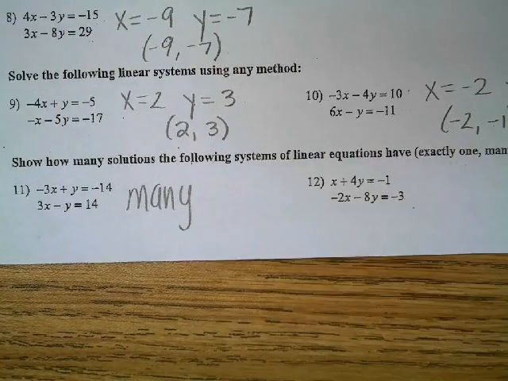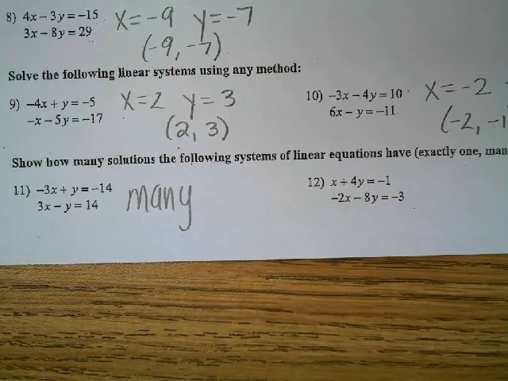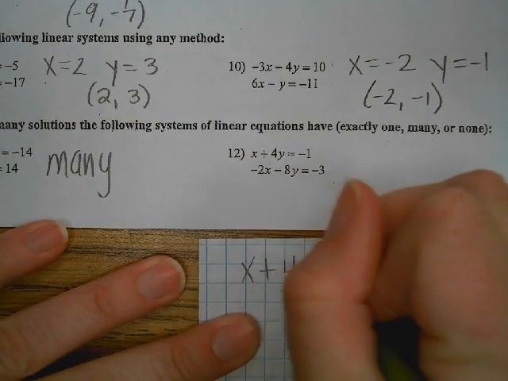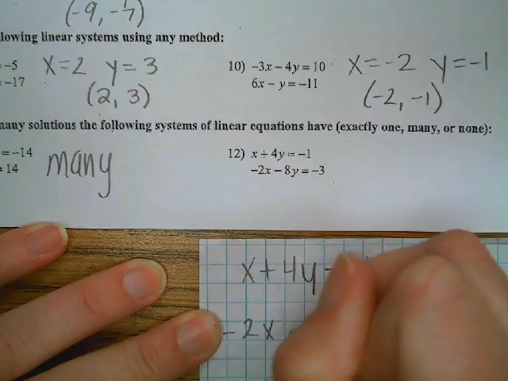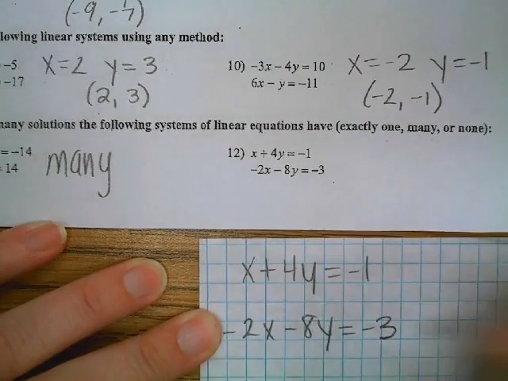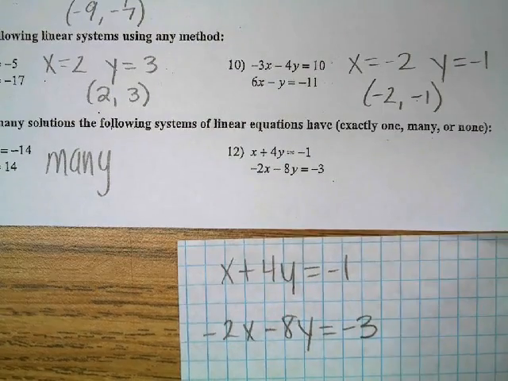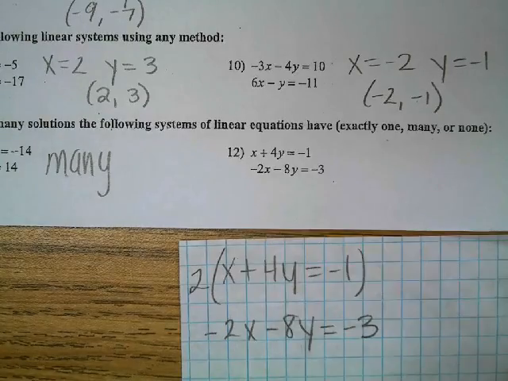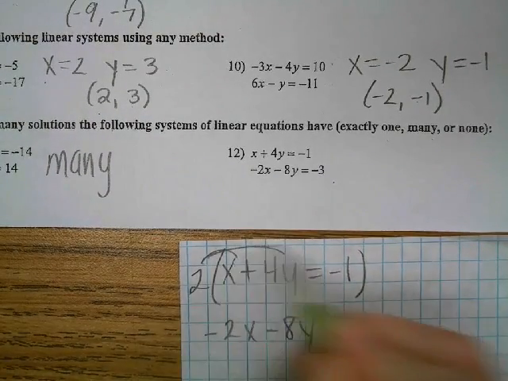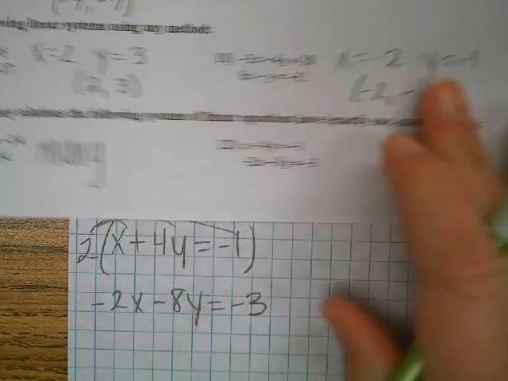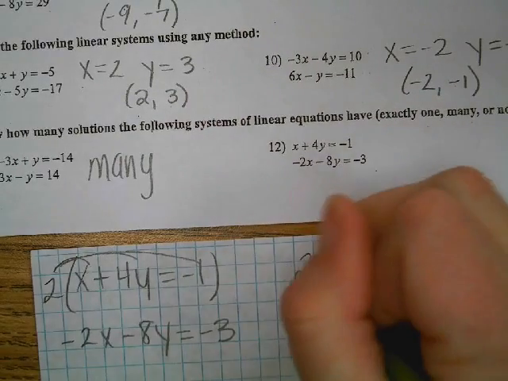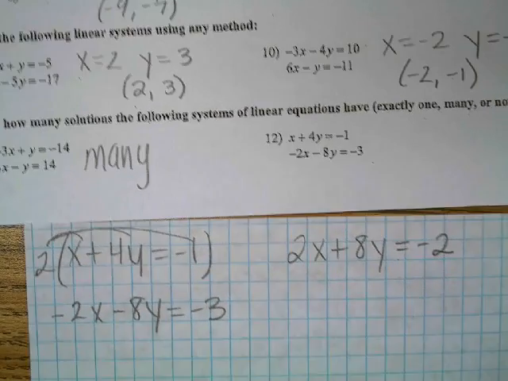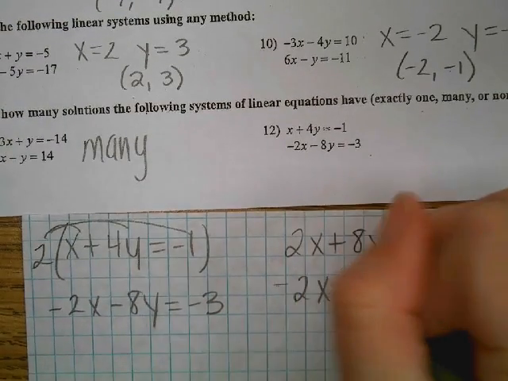And then number 12, I'm going to copy that down. x plus 4y equals negative 1. Negative 2x minus 8y equals negative 3. Before I use the elimination method, I'm going to have to multiply this top equation by 2. So if I distribute a 2 to all of those terms, I'm going to get 2x plus 8y equals negative 2. I'm not going to do anything to the bottom equation.